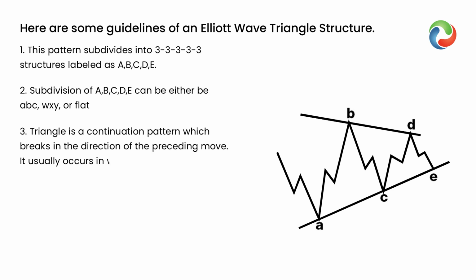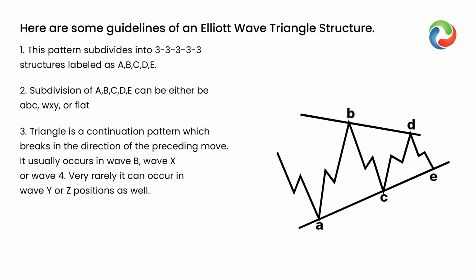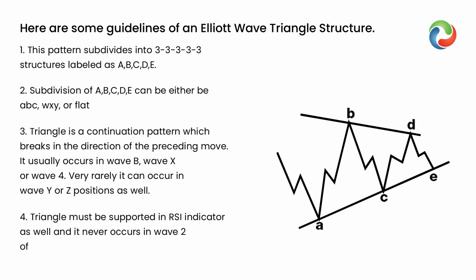It usually occurs in wave B, wave X, or wave 4. Very rarely, it can occur in wave Y or Z positions as well. 4. Triangle must be supported in RSI indicator as well, and it never occurs in wave 2 of impulsive structure.